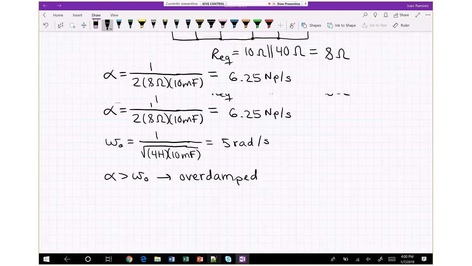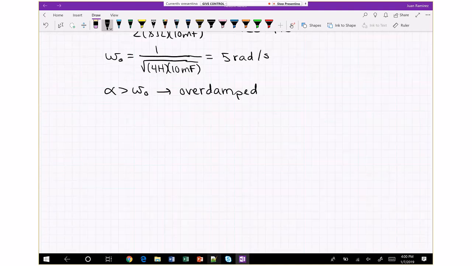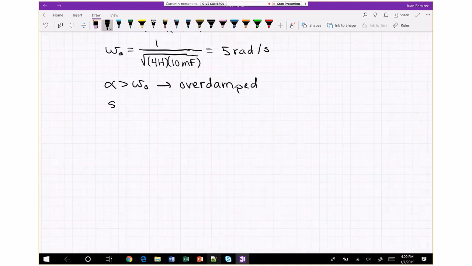Okay, let's look at the characteristic roots. That's going to be negative alpha plus square root of alpha squared minus omega not squared. So we kind of have done a few of these examples now, so I won't write out the equation. And we get negative 2.5 here.